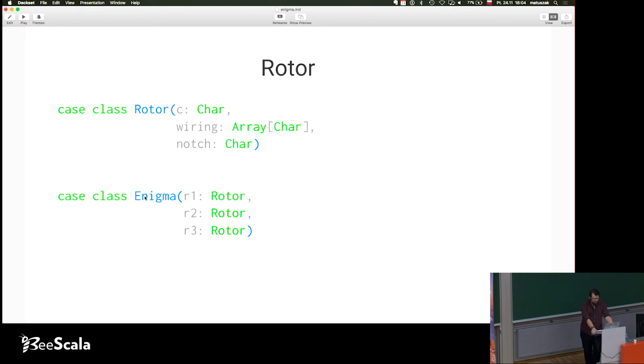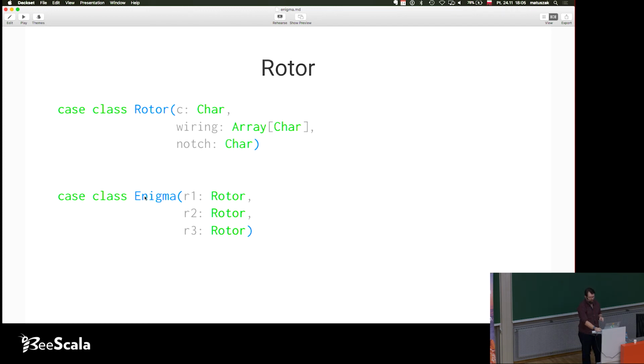To complicate our example, so as not to work on primitive types, we can introduce a rotor, which will represent our rotor, and we can have the current char. So this is the current setting. Each rotor can have the wiring, so this is how the wires are connected inside. We have a notch, which we can neglect for the moment. And we have the Enigma machine, which consists of 3 different rotors.